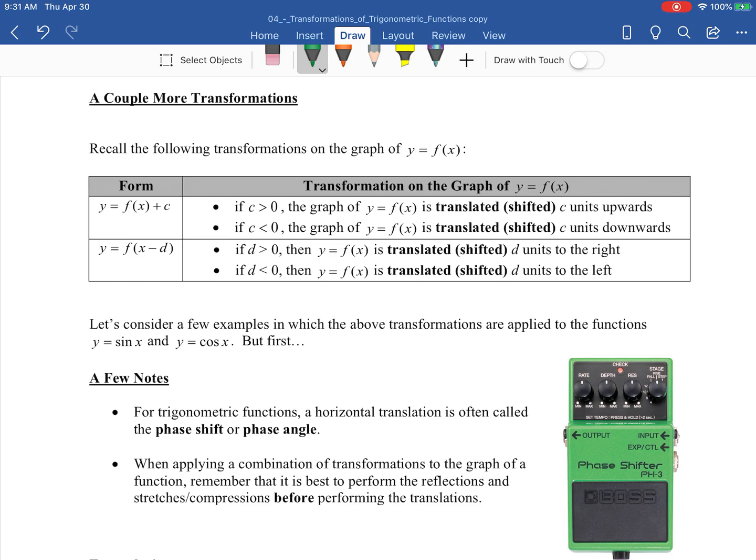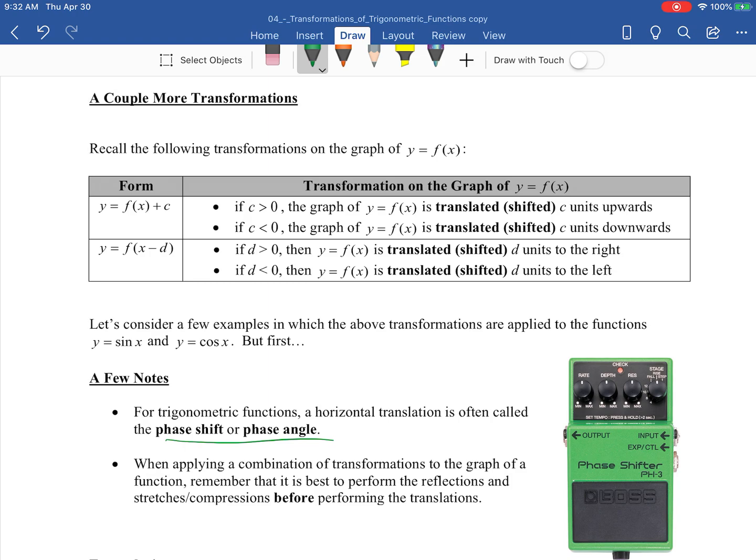When there's a number outside the brackets that's being added or subtracted, adding means go up and subtracting means go down. And when there's a number inside the brackets, adding means go left and subtracting means go right, which is sort of strange that adding would be left, but everything in the brackets sort of operates the opposite to what we would expect. And that number in the bracket has a special name in physics, and we start to use it in math here a little bit. That number, that horizontal translation, is often called the phase shift.